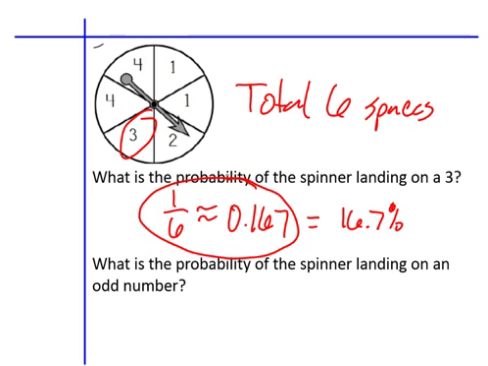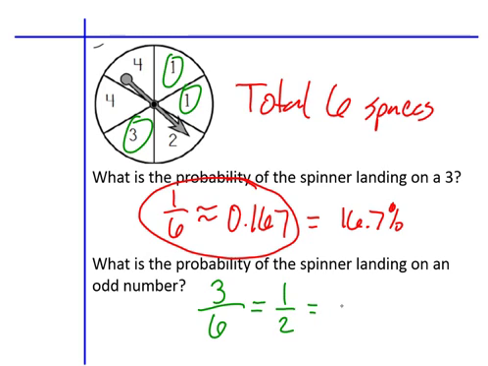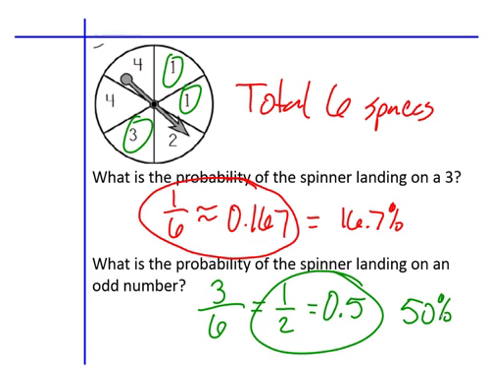What is the probability of the spinner landing on an odd number? Our odd numbers are 1, 1, and 3. So this is 3 possible spots on the spinner for it to land on an odd number out of 6. This is a fraction we can reduce, so let's reduce it down to 1/2. So our answer is 1/2 or 0.5. You can also express this as 50% by multiplying the decimal by 100.